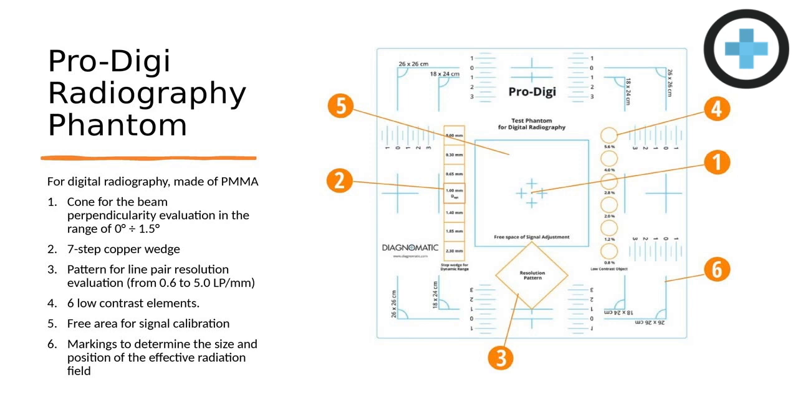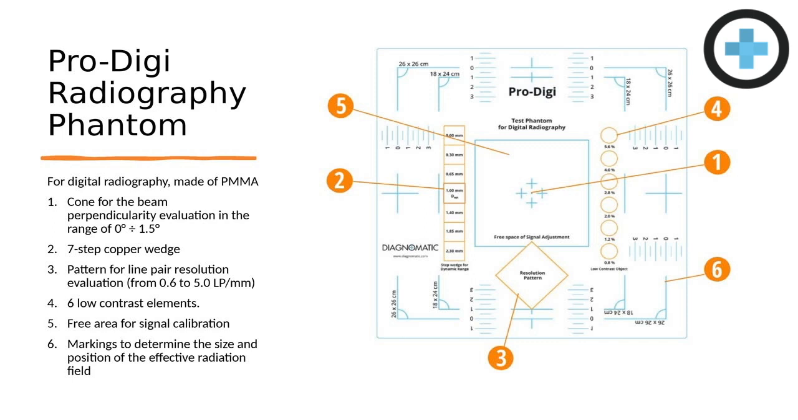So now that brings us to our first kind of combination, and you can see where all these previous phantoms come together in a single phantom. So the Prodigy is made of PMMA, sits on a copper plate, and then it has all these various aspects to it. So there's that geometry cone in the center for perpendicularity.